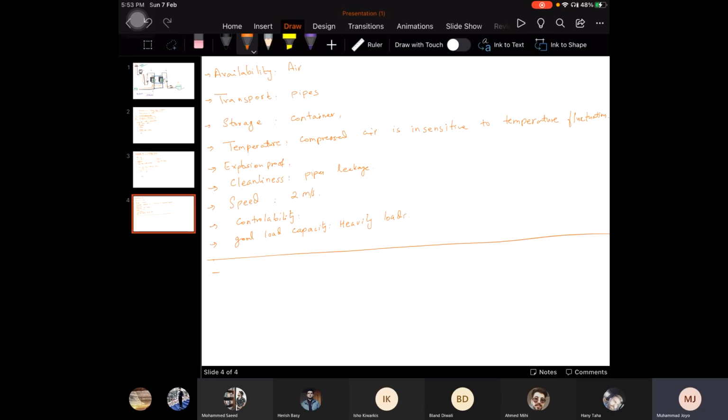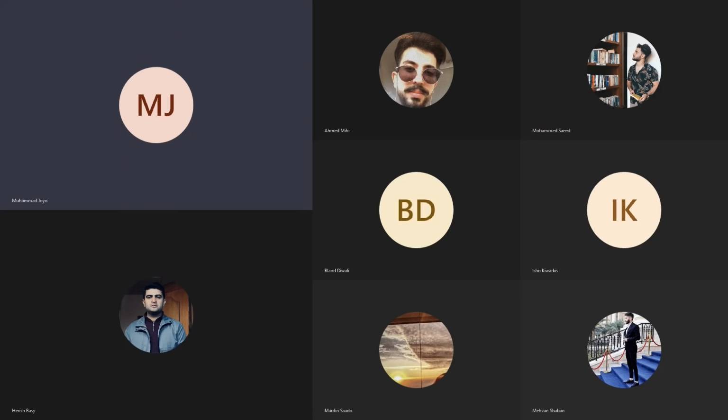So there is a way out to maintain or to regulate the speed. It is done through a regulator. That regulator can be a manual regulator, and it can be controlled as well. Okay. How can we control the regulation of the air? It is done by using pressure sensors.